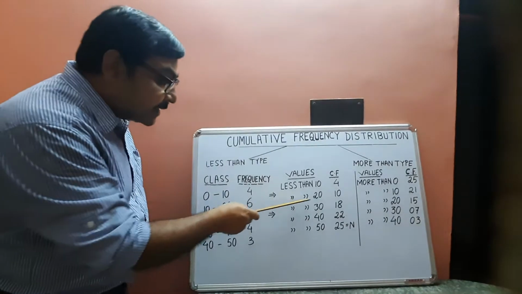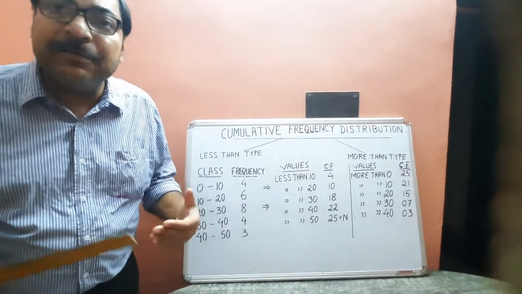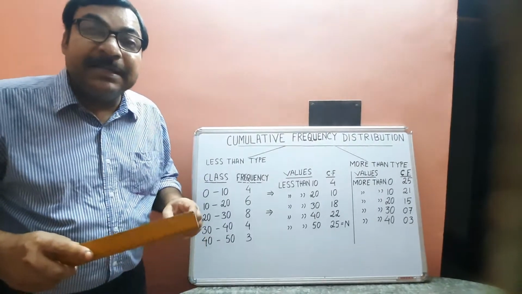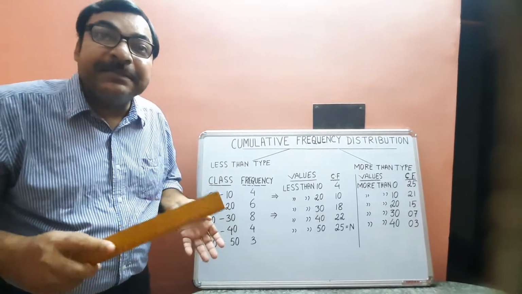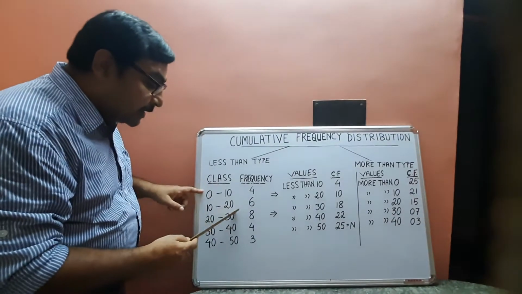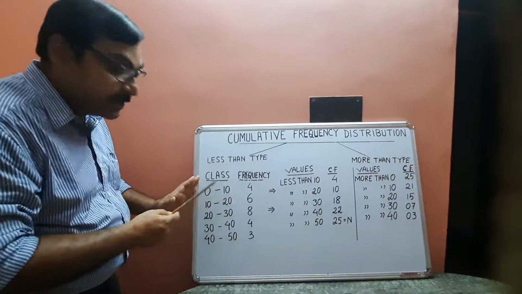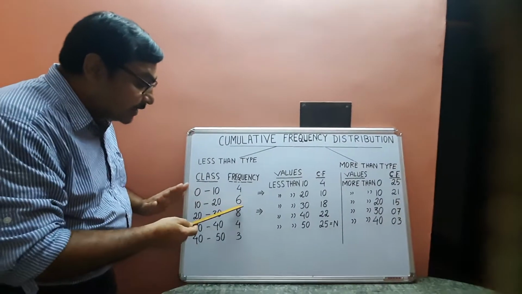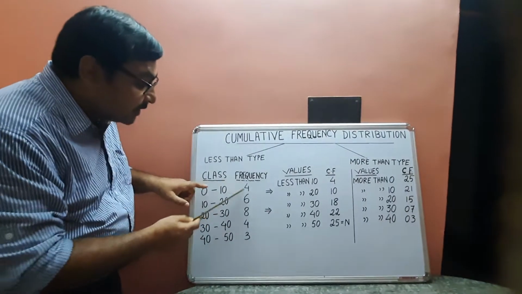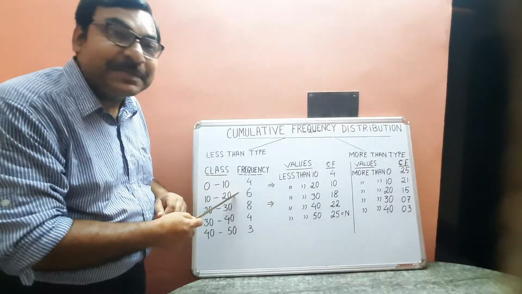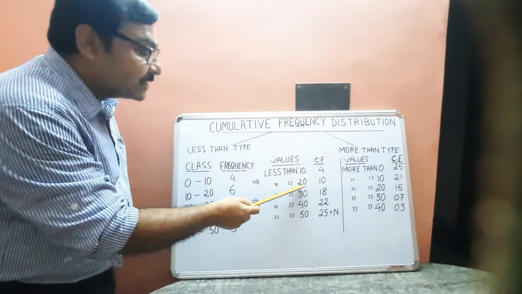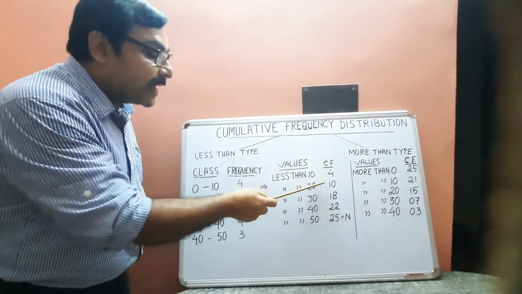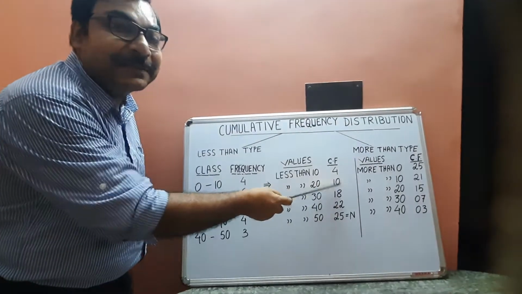Next, less than 20. How will you calculate how many values are less than 20? Less than 20 means you have to consider the items lying between 0 to 20. Your range is 0 to 20. So two classes are there covering 0 to 20. 0 to 10, 4 items. 10 to 20, 6 items. So 0 to 20 means 4 plus 6, 10 items. So less than 20 means 4 plus 6, number of items 10. CF against 20 is 10.